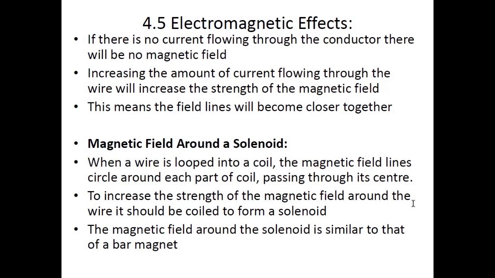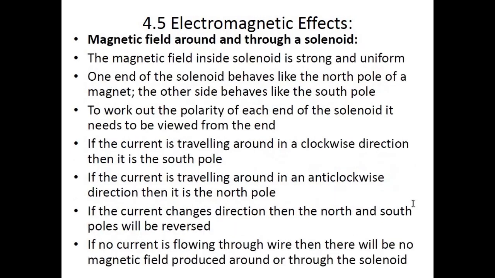Magnetic field around a solenoid. Now, what exactly is a solenoid? When you make a wire looped into a coil, that is known as a coil, and you put some magnetic material inside that is known as a solenoid. When a wire is looped into a coil, the magnetic field lines circle around each part of the coil, passing through its center. To increase the strength of magnetic field, it should be coiled to form a solenoid. The magnetic field around the solenoid is similar to that of a bar magnet.